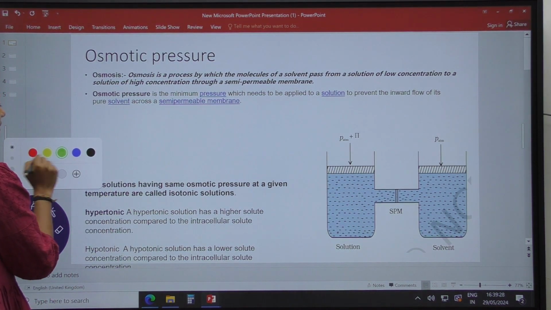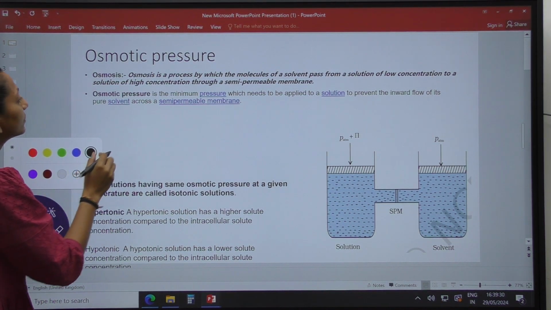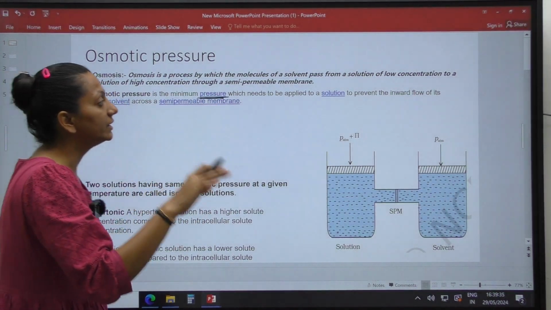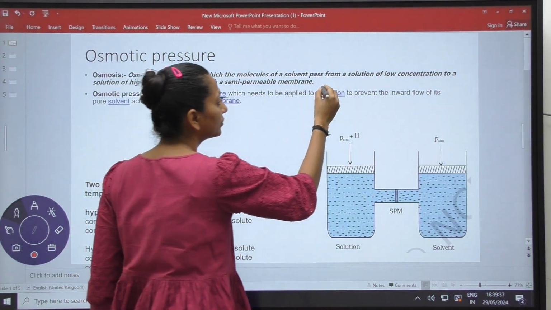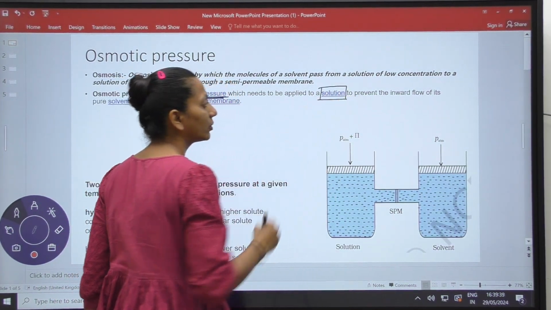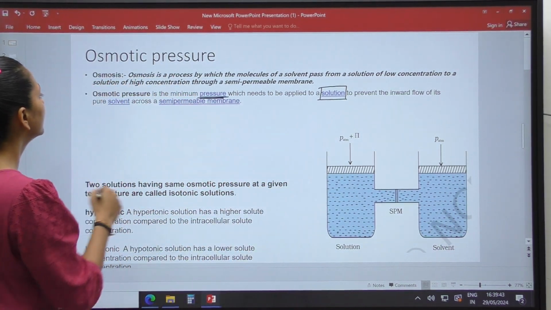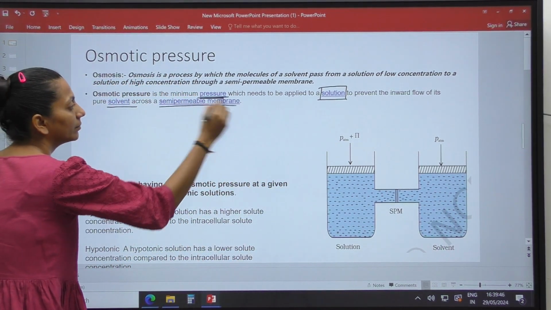What is osmotic pressure? What is written here? It is the minimum pressure which needs to be applied to a solution. Which part of the system are we talking about? We are talking about the solution, to prevent the inward flow of the solvent through the semi-permeable membrane.